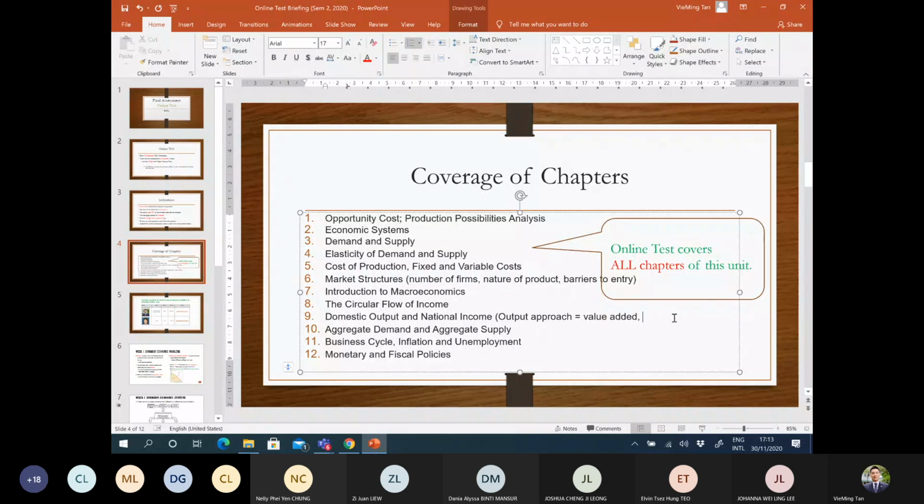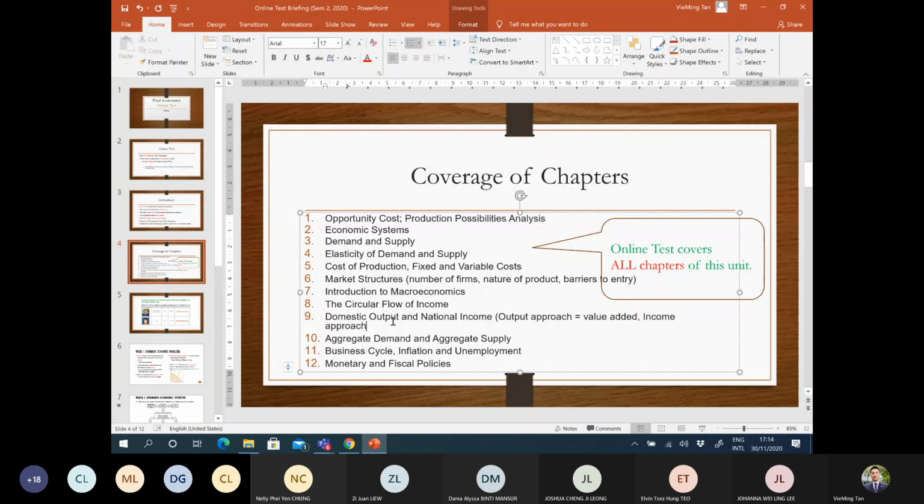Okay, the second method that we already learned to calculate the GDP or national income is the income approach. Income approach means the total income of the 4 factors of production. Can you recall the formula? That will be rental, wages, interest, and profit received by the 4 factors of production. If you add them up, that will be the GDP for income approach.